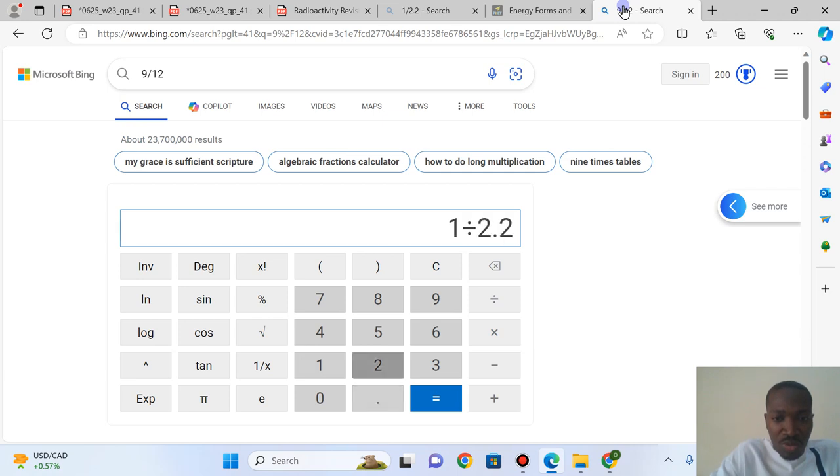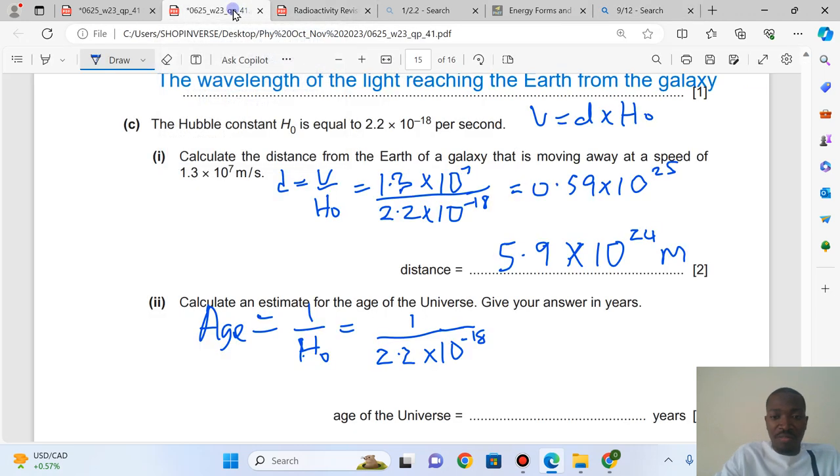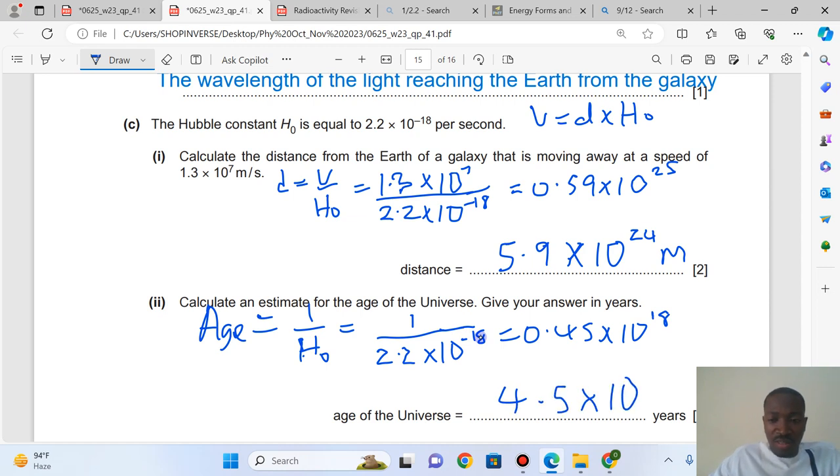So I'll just do 1 divided by 2.2. 1 over 2.2 is 0.454545. So I have 0.45 × 10⁻⁹, no sorry, not one, zero, because this 1 × 10⁰ = 1. So 0 minus, this division introduces a minus, −18, that will be +18. So that will be 4.5 × 10¹⁷. I'll remove one from here because I'm shifting my decimal point to the right.